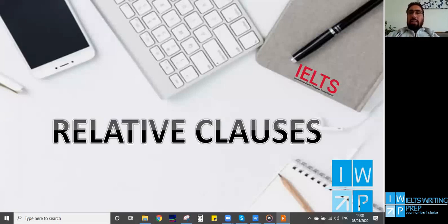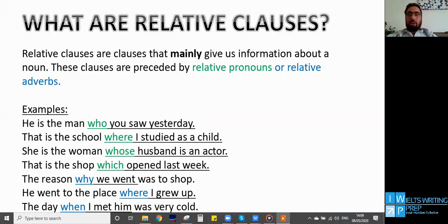Now, everyone, let's take a look at relative clauses. So, in the previous lesson, we talked about how relative clauses are like adjectives. Relative clauses are clauses that give us information about nouns, so they function like an adjective. He is the man who you saw yesterday. So this information is about the noun.